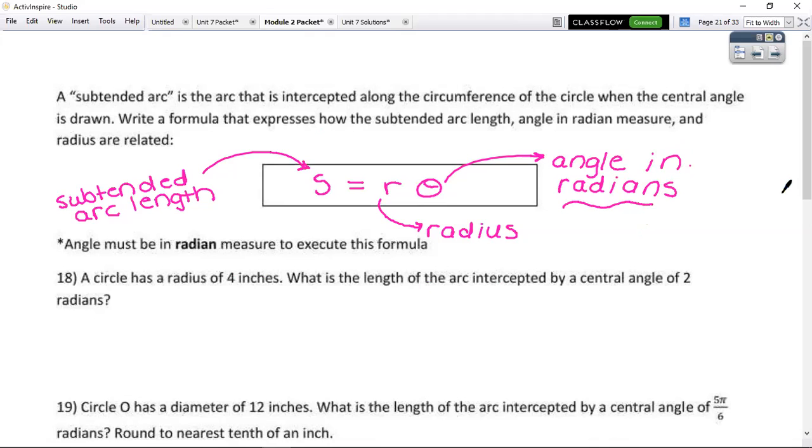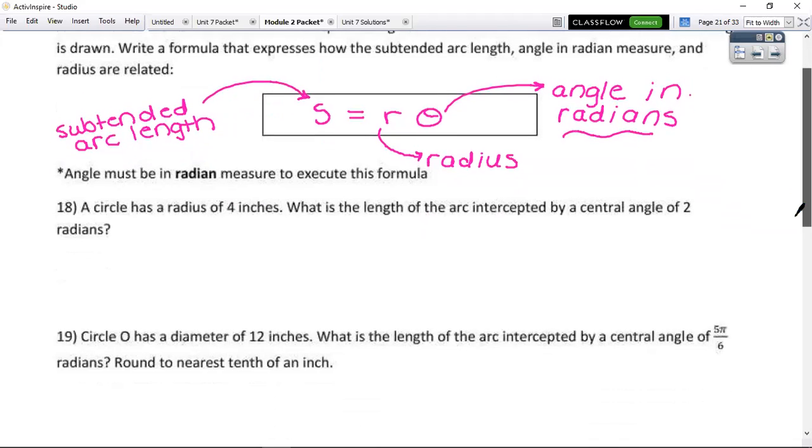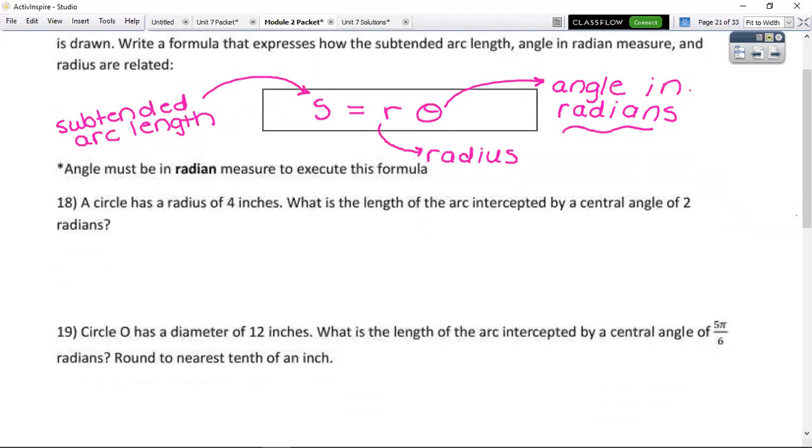So 18, I gave you word problems instead of pictures. So a circle has a radius equal to 4 inches. So I know R equals 4. What is the length of the arc? So S is unknown. Intercepted by a central angle of 2 radians. So theta is equal to 2. So I go S equals R theta and just plug them in. Answer is 8. That's it.